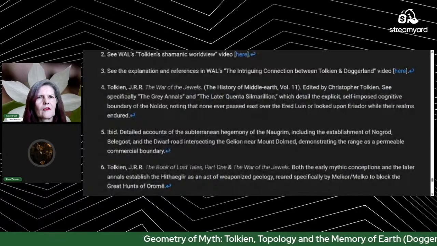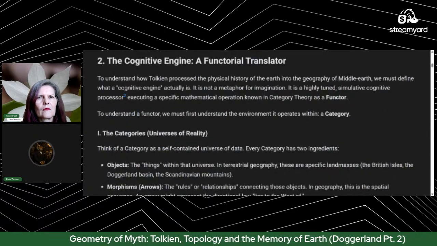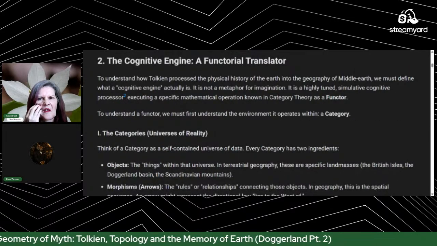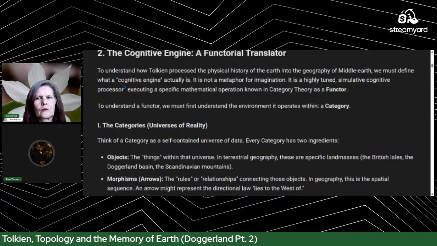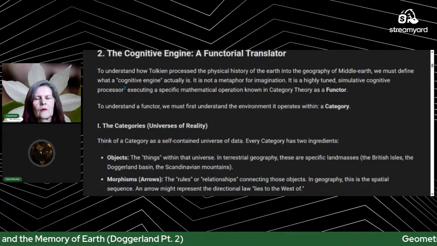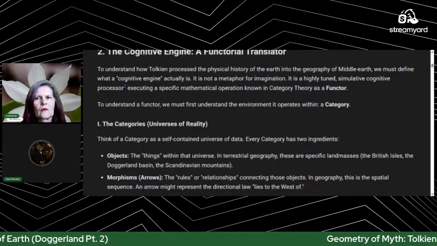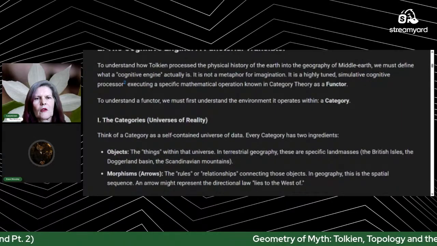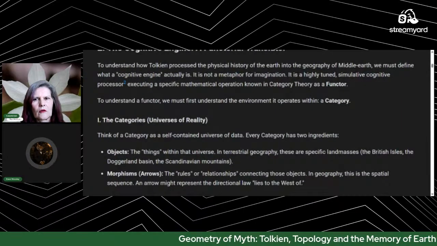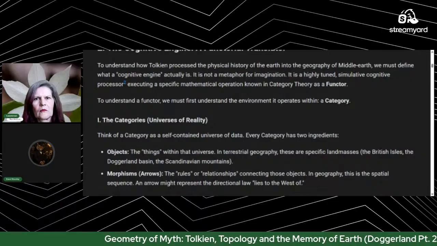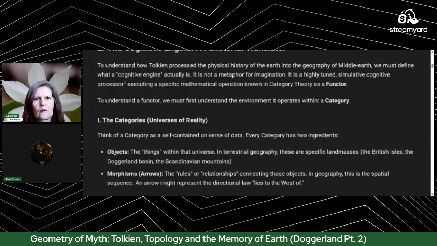Executing a specific mathematical operation known in category theory as a functor. To understand a functor, we must first understand the environment it operates within, a category. And what this is, category theory, you have various levels in higher mathematics, various levels of abstraction.